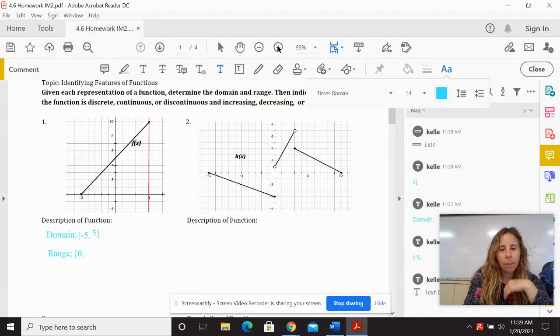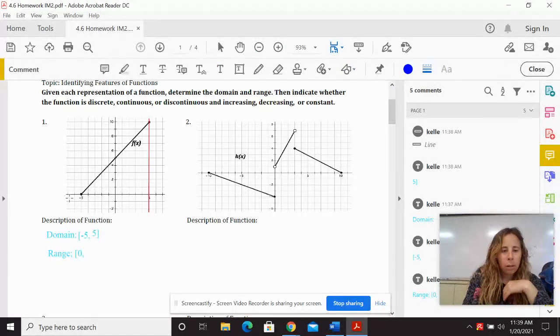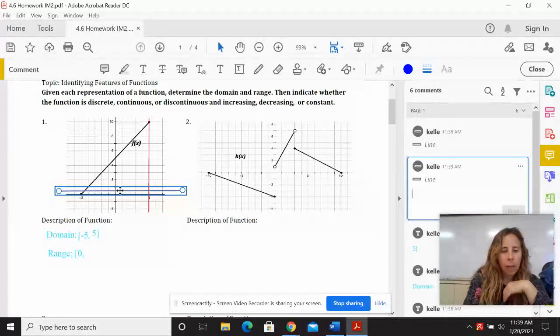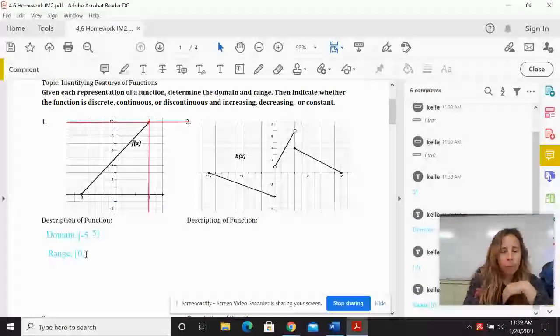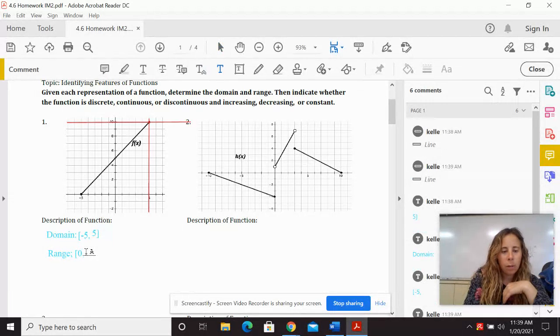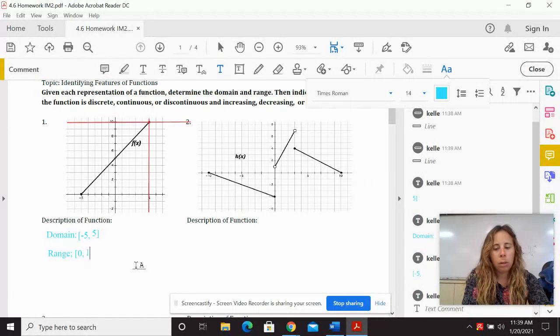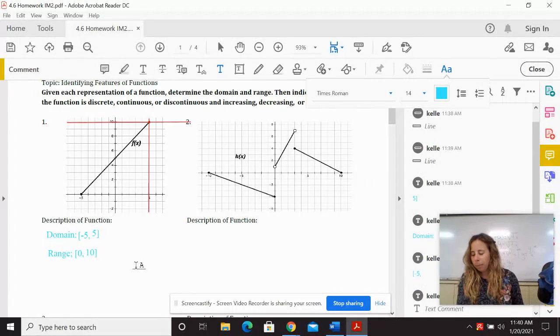And then my highest point. So we're going low to high. Just draw a straight line. So my highest point is right here, and that is at 10. So my range is 0 to 10. Bracket.